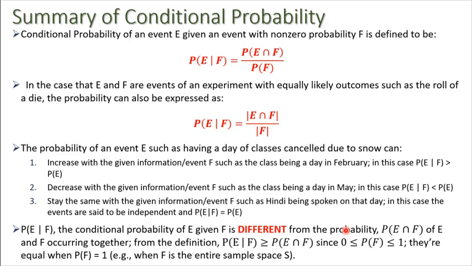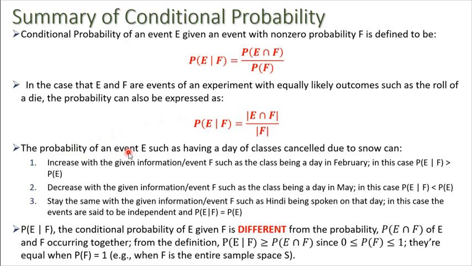Okay, so to summarize what we talked about in this lecture, the conditional probability of an event E given an event F with a non-zero probability is defined to be the probability of E intersect F, so the probability that the outcome is in both E and F, divided by the probability of F. In the case where we're talking about an experiment with equally likely outcomes, such as the roll of a die, we could just count the number of outcomes that are in both E and F and divide that by the total number of outcomes in F.